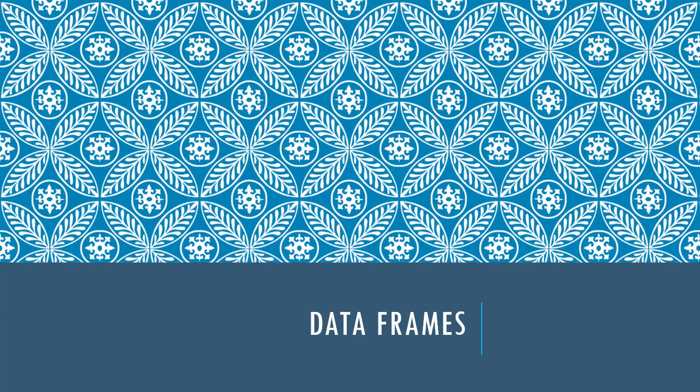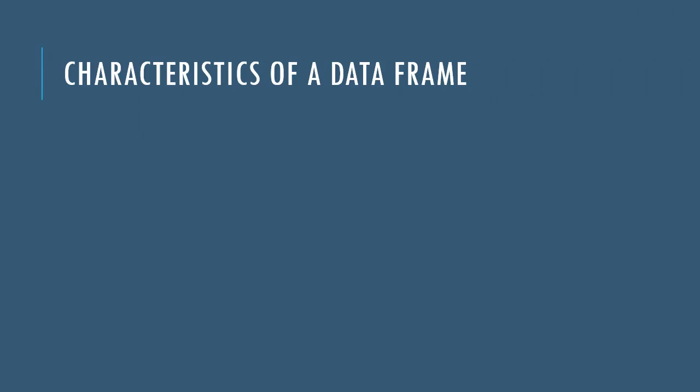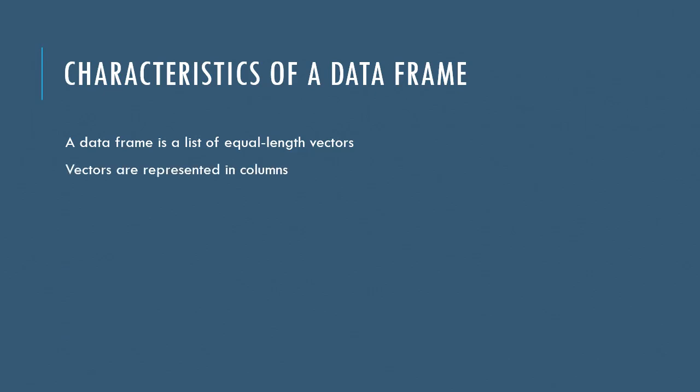As our final data structure, let's look at data frames. Here are the characteristics of a data frame. A data frame is just a list, but it's a list of equal length vectors, so it's a special kind of list. Vectors are represented in columns of the data frame. Each vector is an atomic vector, but data types can differ across vectors.